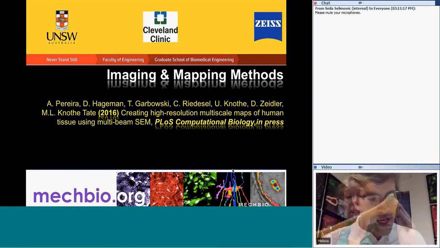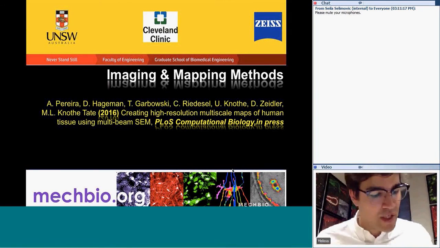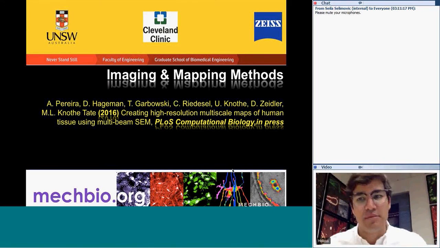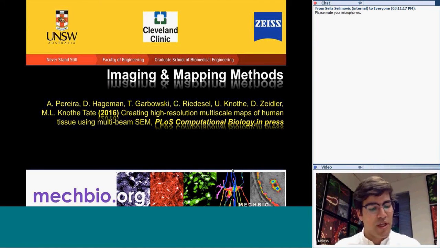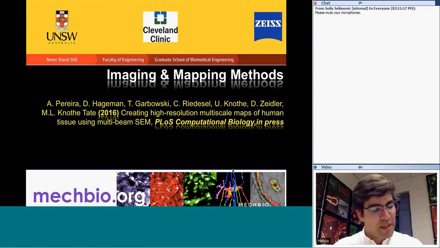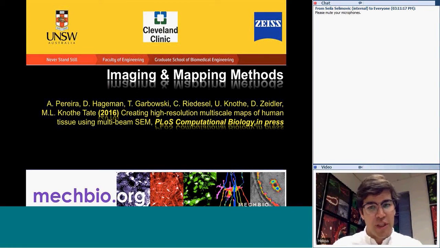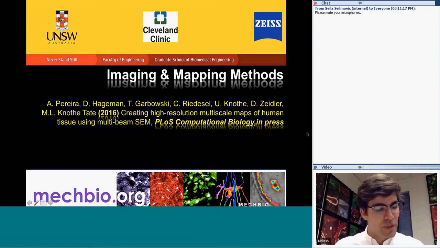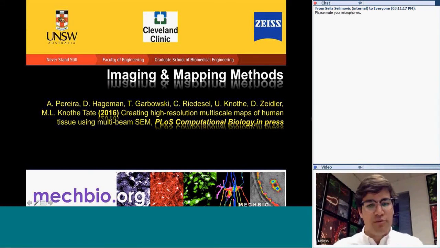All right, so now I'll show how we used a multi-beam scanning electron technology to develop a multi-scale imaging platform. This paper shown here on the screen was accepted in PLOS Computational Biology, and it's coming out very soon. For further details on the methodology, please refer to that publication.